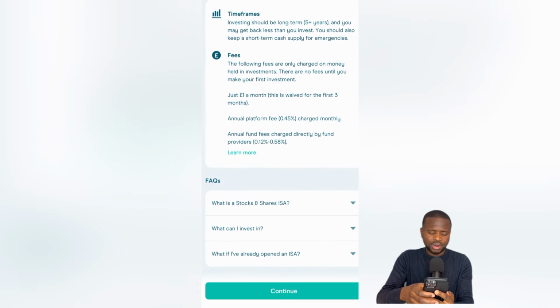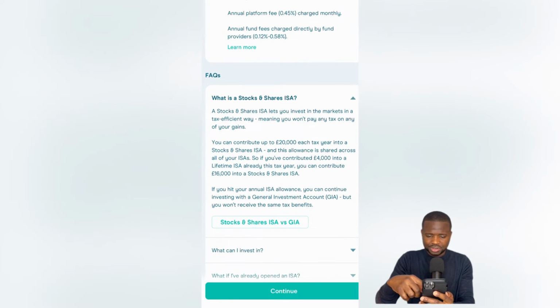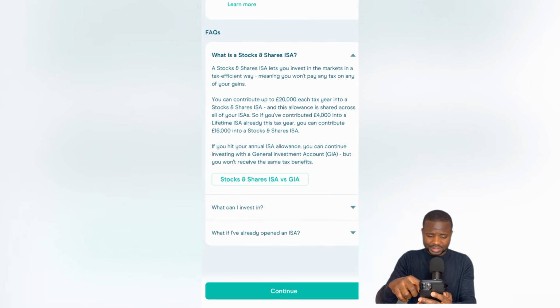So there are some FAQs, frequently asked questions. So what is the stocks and shares ISA? I've already explained that. It allows you to contribute 20,000 each tax year without paying taxes on the interest. So yeah, this is what I already said. If you've contributed 4,000 into the lifetime ISA, then you only have 16,000 for the stocks and shares ISA. But of course, if you've also used, say, 10,000 for the cash ISA, that means that you're only left with 6,000 to invest in the stocks and shares ISA. So it's really flexible. However you want to allocate your funds, it's pretty flexible.